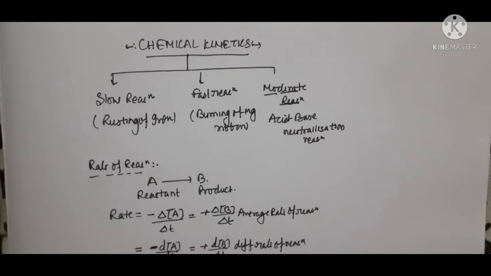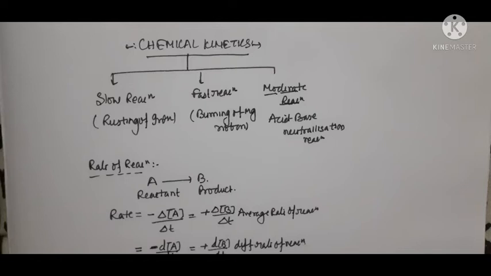Chemical kinetics is the branch of chemistry in which we study about the rate of chemical reaction, and on the basis of rate of chemical reaction, the chemical reactions are classified into three different parts, which are slow reaction, fast reaction, and moderate reaction.